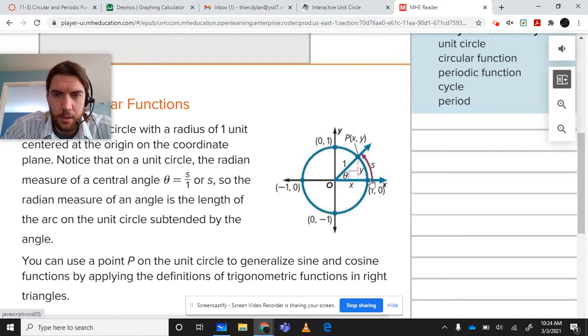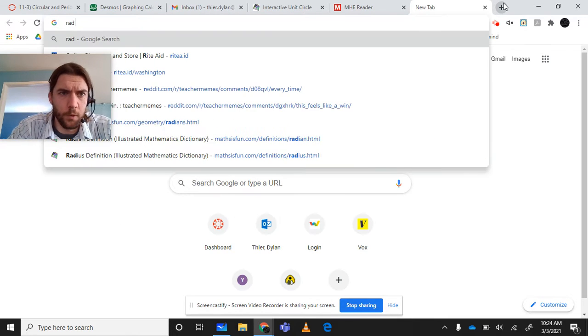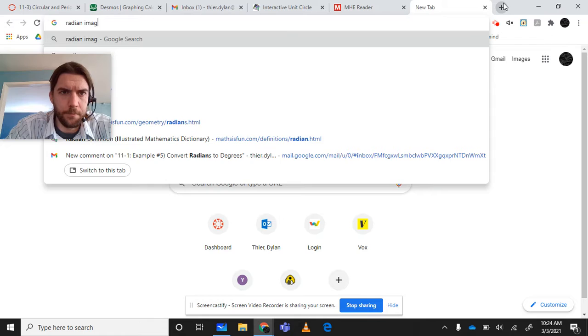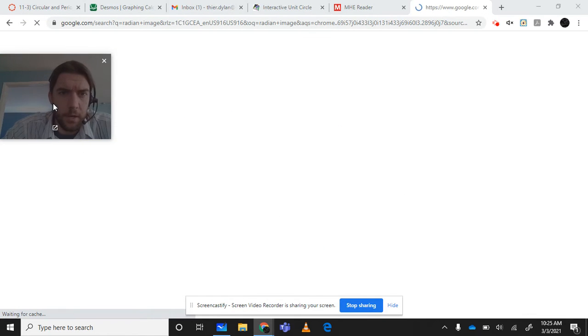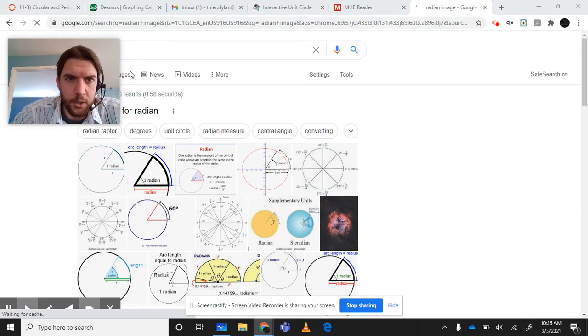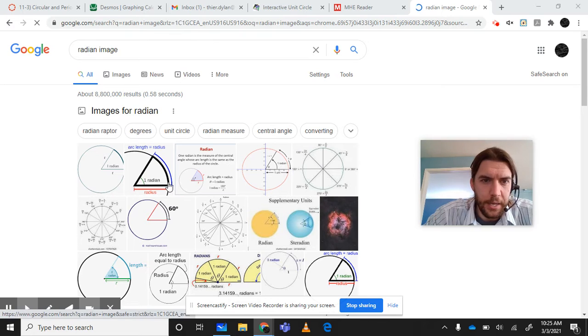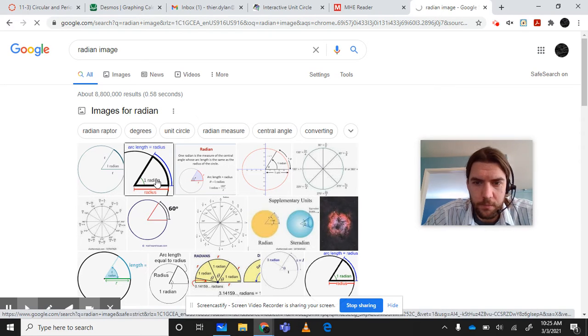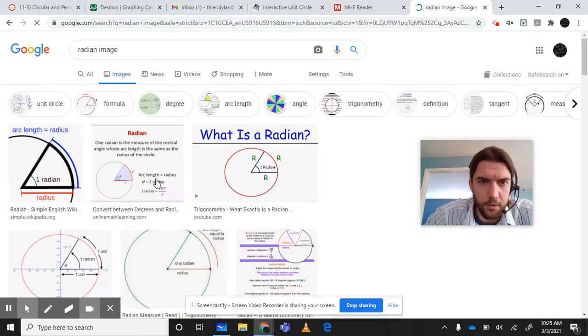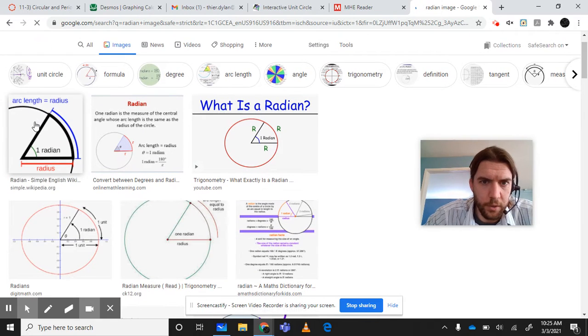Okay, now it says the measure of the central angle equals s over 1. I think I've shown you an image of that before. Let me look it up one more time, where they describe the definition of a radian. There's a little GIF that shows it, but in case I don't find that, I'll just bring this one up.